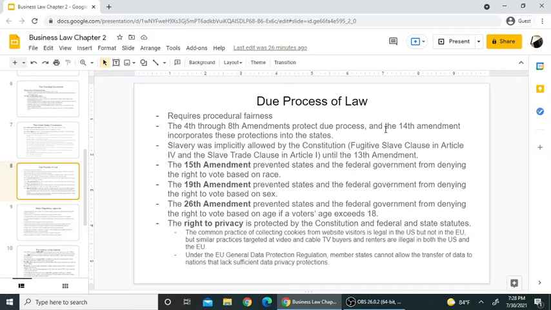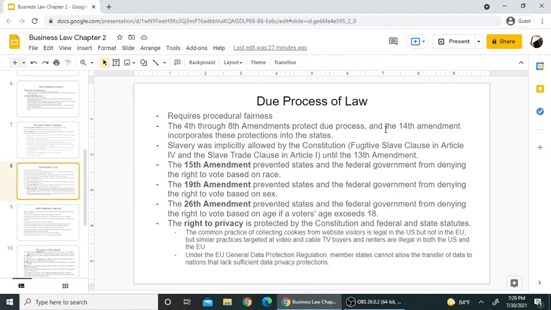The 15th Amendment prevented the states and federal government from denying the right to vote based on race. So basically, it enfranchised African Americans, even though a lot of southern states got around this by having poll taxes, literacy tests, and all these things that on the face of it seemed not to refer to race, but in practice they were applied in a very racially discriminatory way. So very few African Americans got the right to vote, even though they were entitled to it under the 15th Amendment.